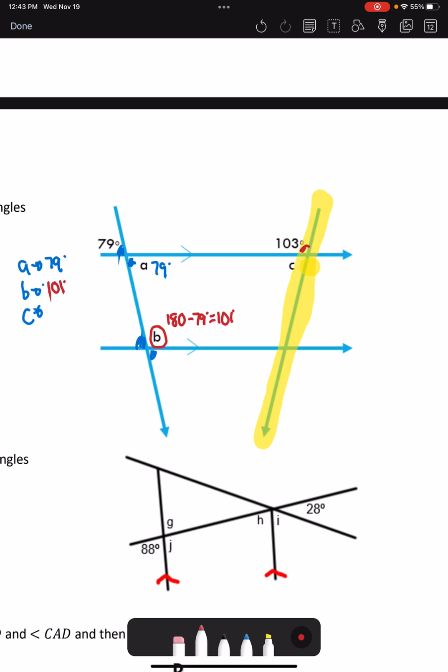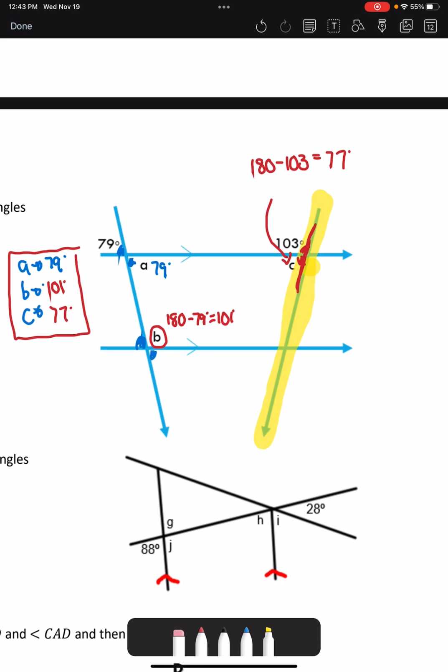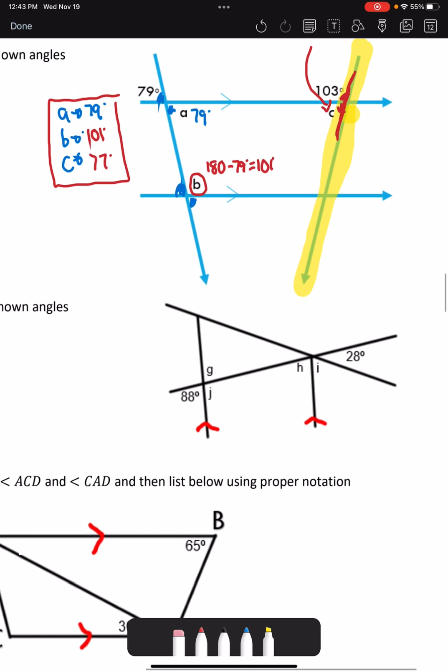So if this is 103, we can automatically see that C is the supplementary angle because we see that it forms a straight line, so it has to equal 180. So we're going to go 180 minus 103, and that gives me 77 degrees. And there we go. There's all of our angles. Great, we're going to move to the next one.